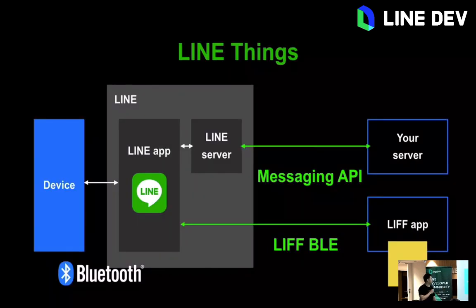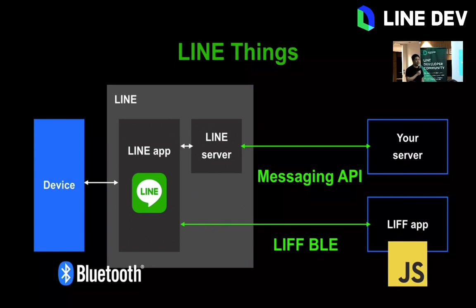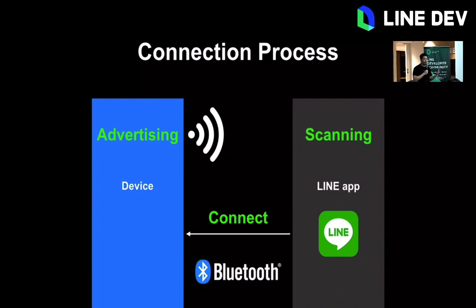This is what Line Things will look like. So, you'll first need to connect to a device. Once you're connected through the Line app, you now have two ways to interact with the device, whether through messaging API or through a LIFF app using LIFF BLE. Now, in order to connect to a device, the device must first broadcast a unique identifier so that the Line application can then scan for that data and show the user a list of devices to connect to. In Bluetooth, this is called advertising.